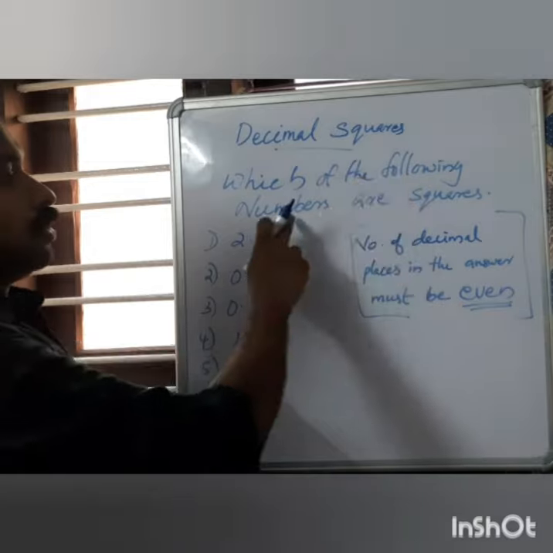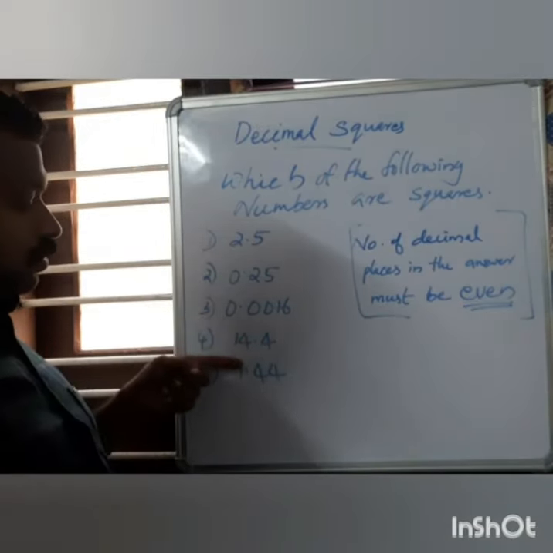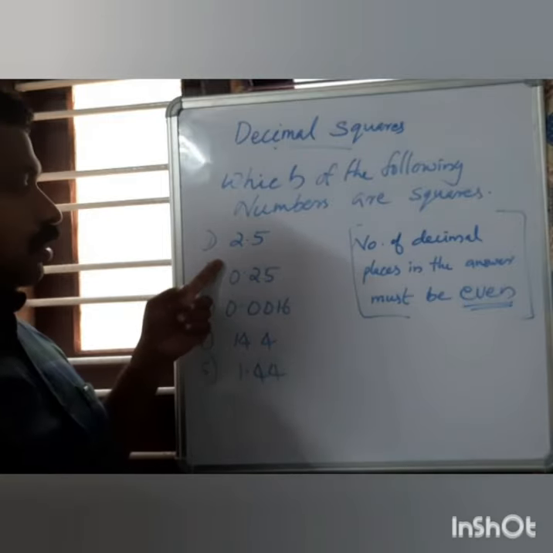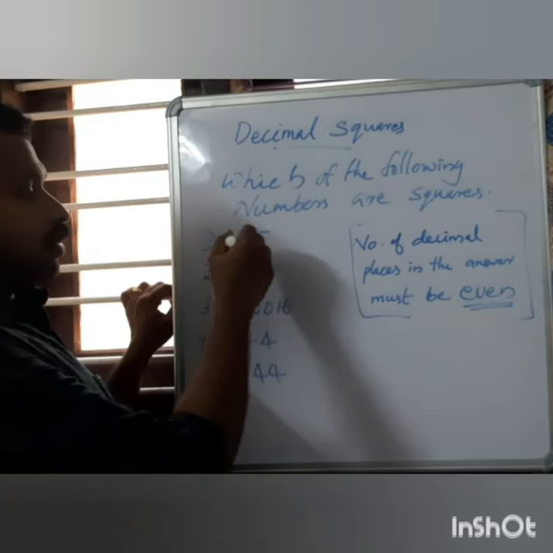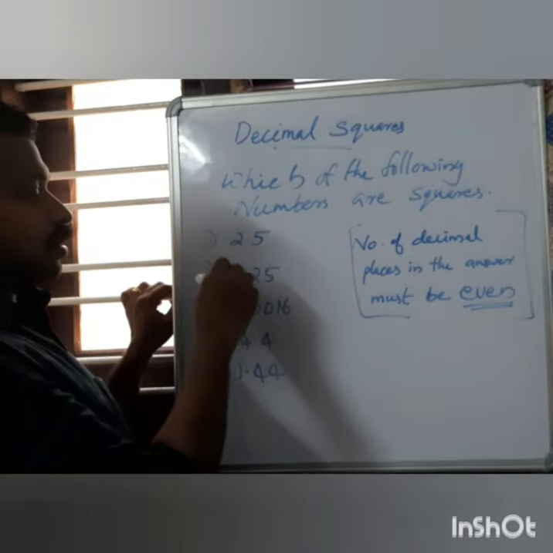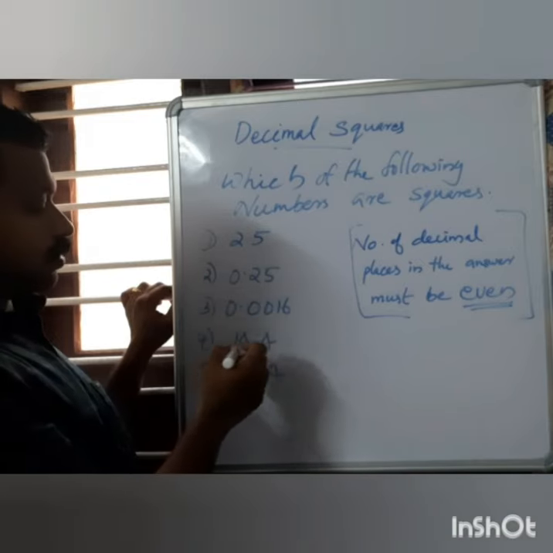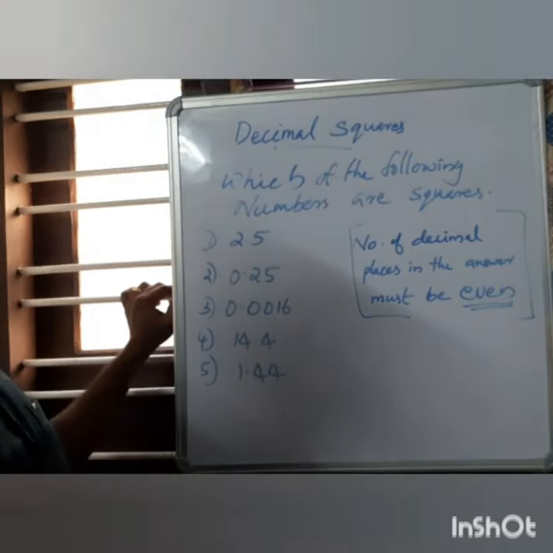Which of the following numbers are squares? From these numbers, which are the squares that we have to find out? So here only one decimal, 2.5. 0.25 is the next one. 0.0016 is the next one. 14.4 is the next one, and 1.44.